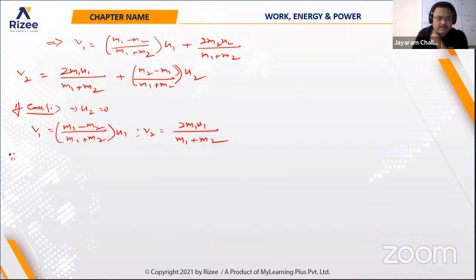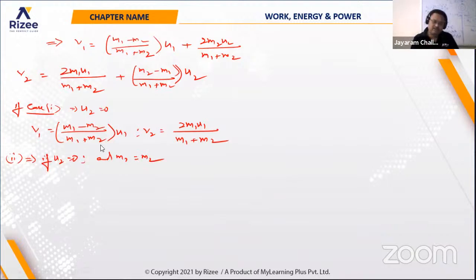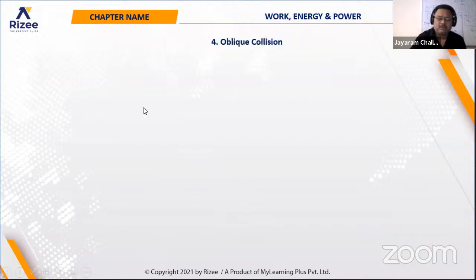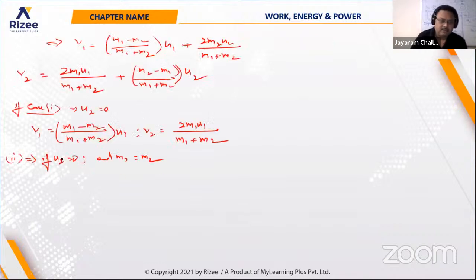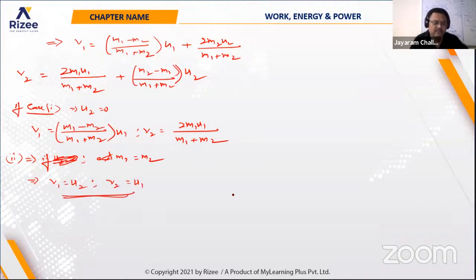In case 2, the same situation, if m1 is equal to m2, whether u2 is zero or not, the velocities will be exchanged. If m1 is equal to m2, the first term in V1 will be cancelled. The only term left over is u2, and V2 is going to become u1. There will be an exchange in their velocities.